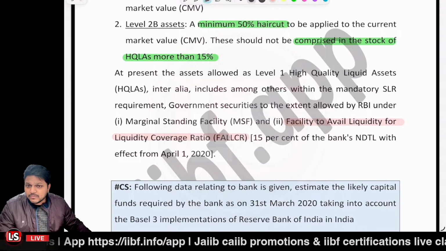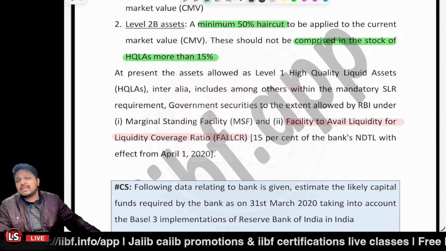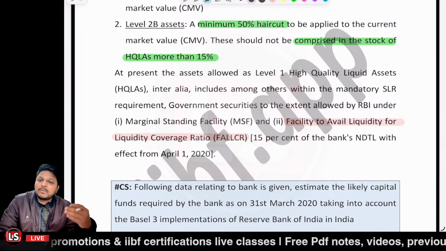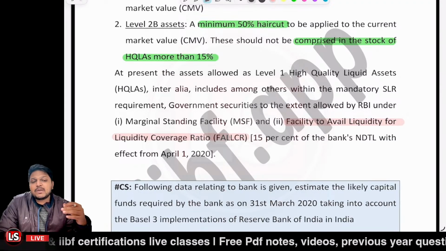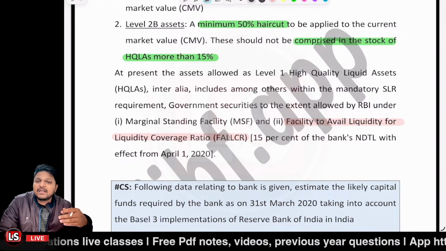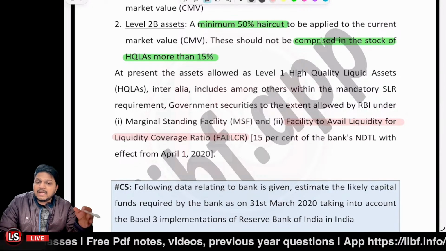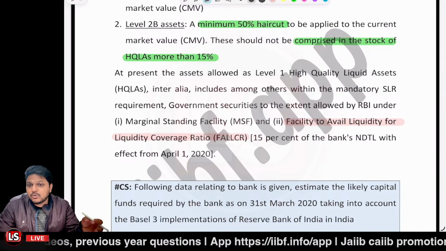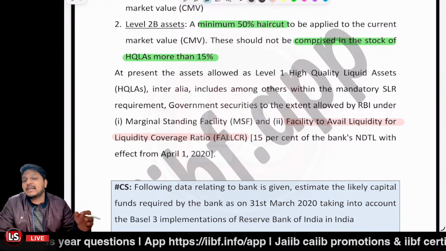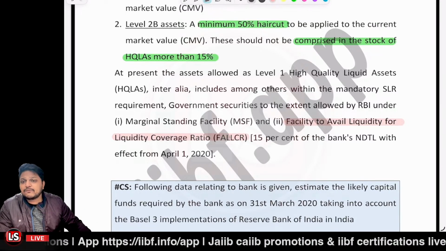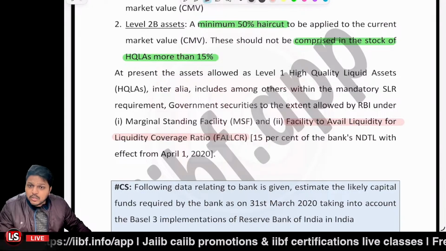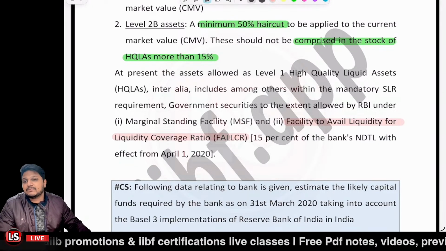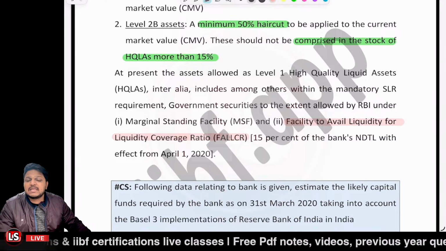And in that scenario, it prevents forced sale of the HQLA. Forced sale will not be there, because you can avail up to 15% of the bank's NDTL amounting to FALCR from the central bank. So in a stress scenario, there will not be any kind of forced selling. All the scheduled commercial banks are eligible for the same facility.